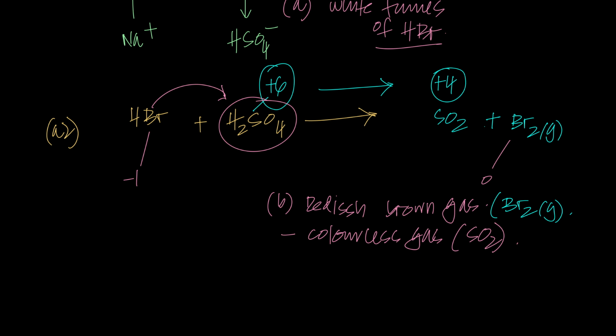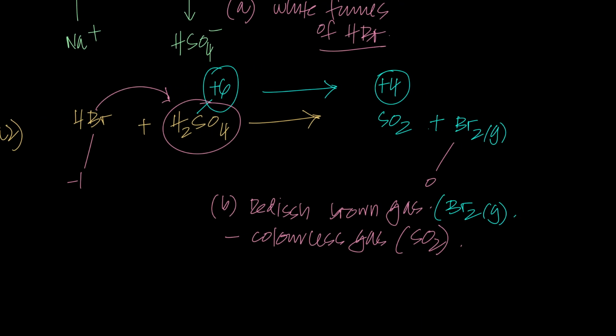And from the other perspective, you could say the Br was a strong enough reducing agent to reduce sulfuric acid, and it made it go from +6 to +4. What else would form? It's basically H2O would form. So it's SO2, Br2, and H2O.